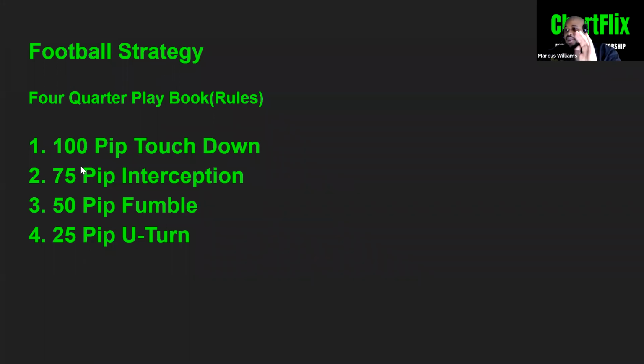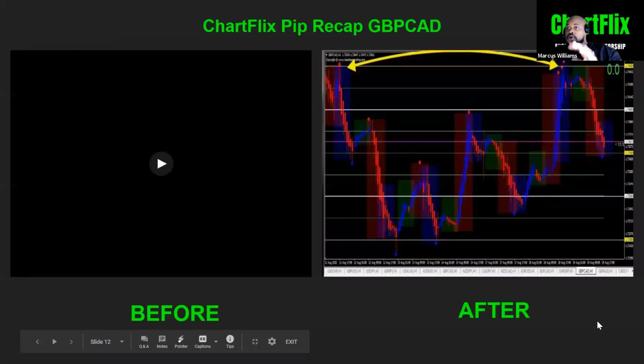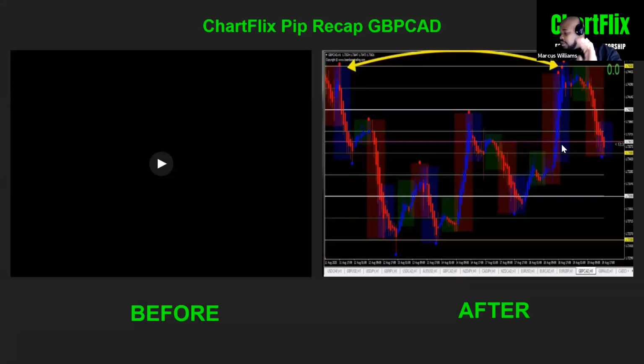Now we over here in ChartFlix, my mentorship, we use all four of these rules. We use the data from the chart, and we are able to successfully predict what the markets are going to do based on this strategy and the data that's on the chart. And I just want to show you 2 or 3 examples of some trades we've even taken this week. We took some winning trades this week using this strategy. So check this out. Check out the prediction that we use.